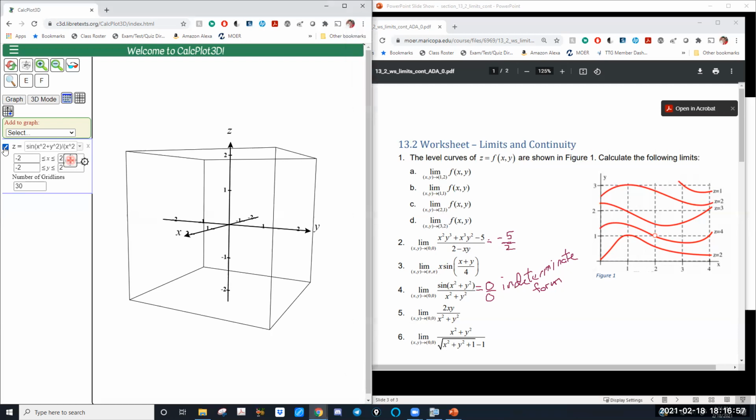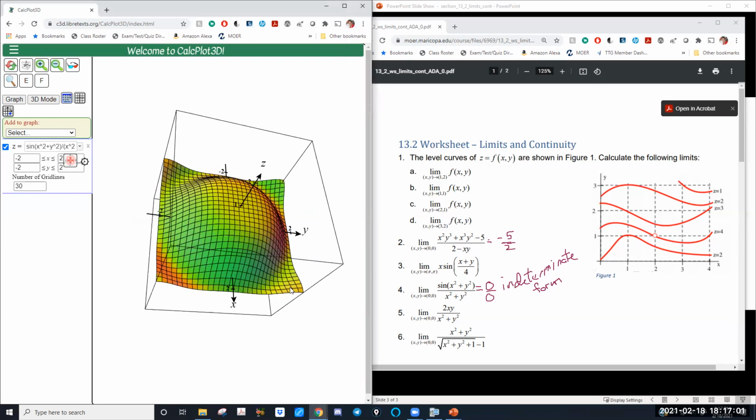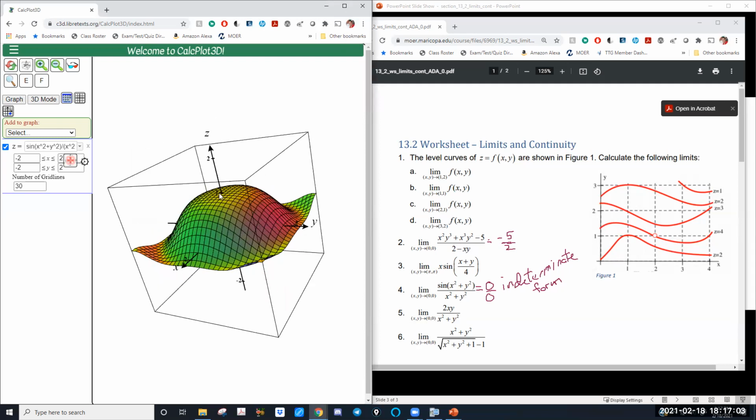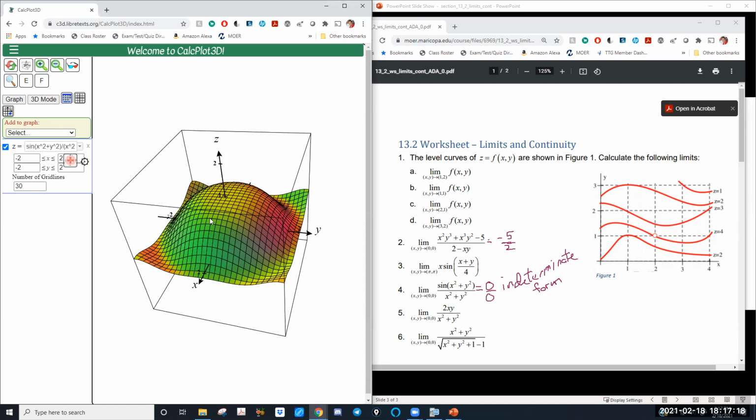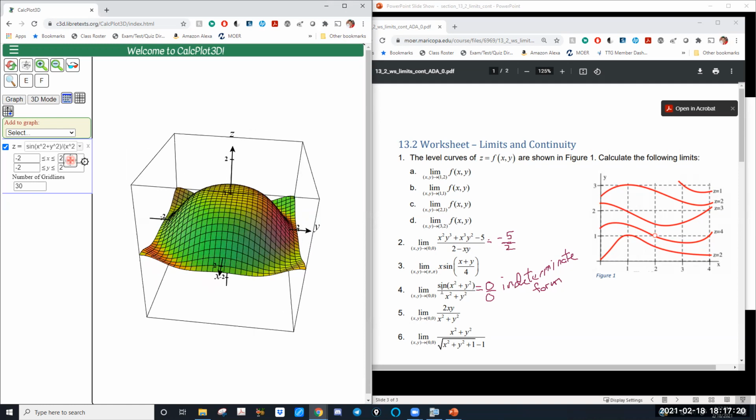So if we take a look at the plot, we want to look at what's going on at 0, 0. Notice how the curve is nice and smooth. We're going to expect that limit to exist. L'Hopital's rule is still game for these, it's just we won't do it with multivariable. I'll show you how L'Hopital's will come in on something like this.